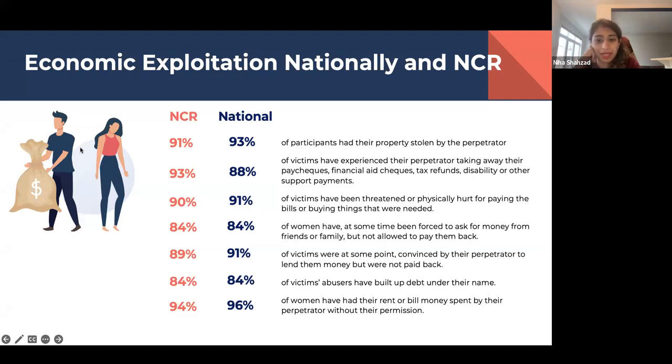Other forms of economic exploitation included, again, lending out money to the perpetrator but then not being paid back, and having debt built up under the victim's name. Again, very common. And the last one is having the rent or bill money spent by the abuser without their permission.